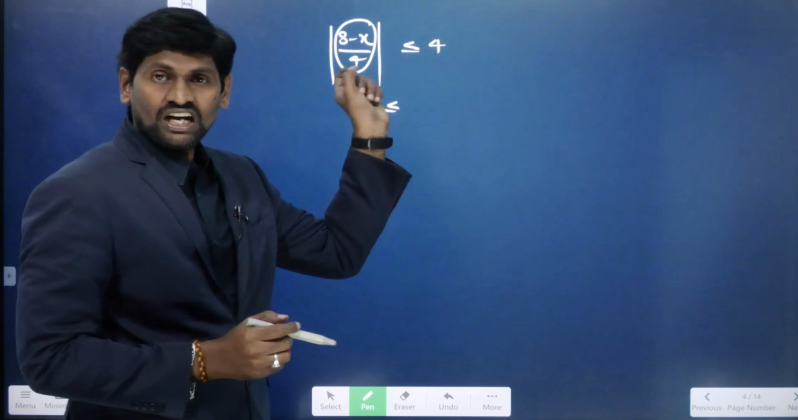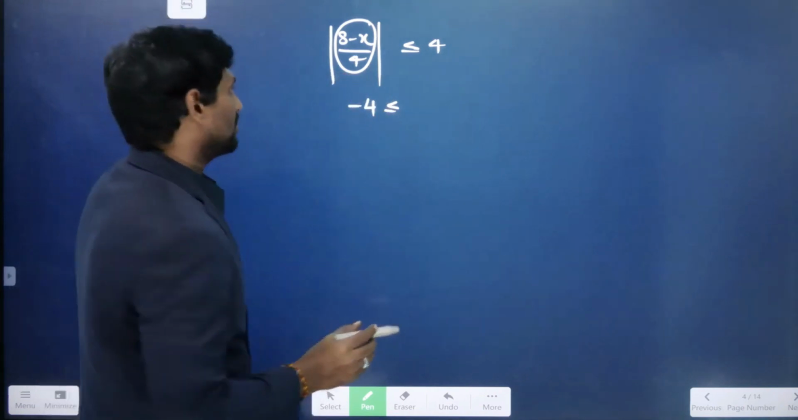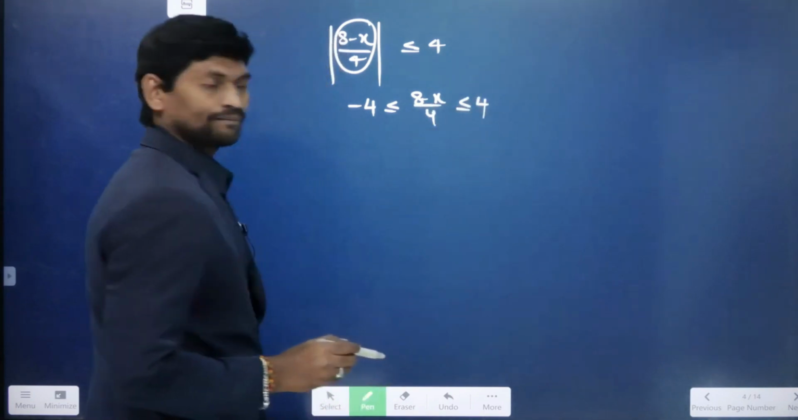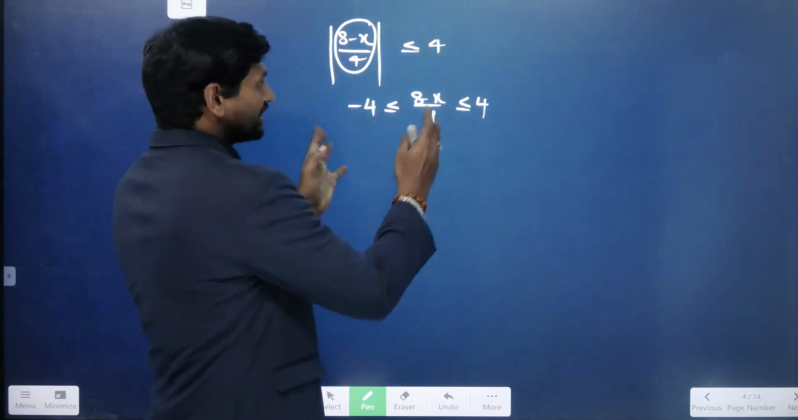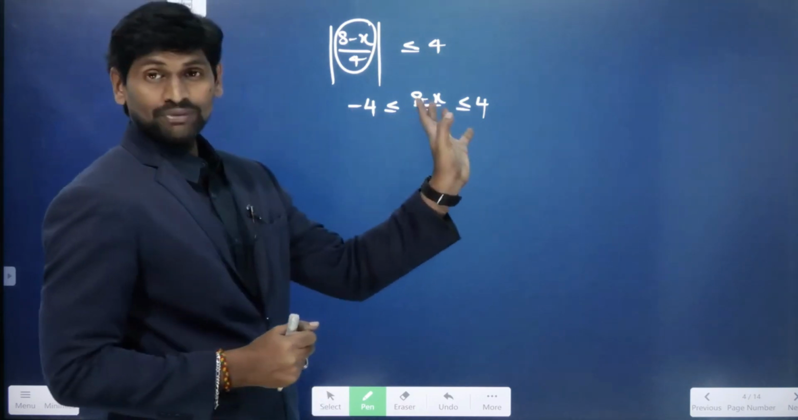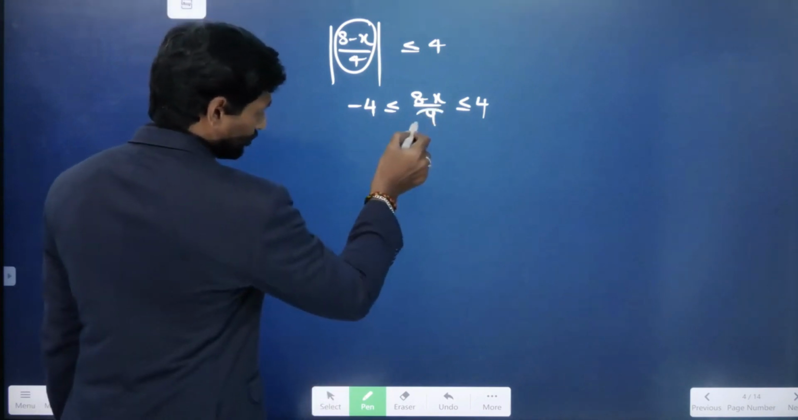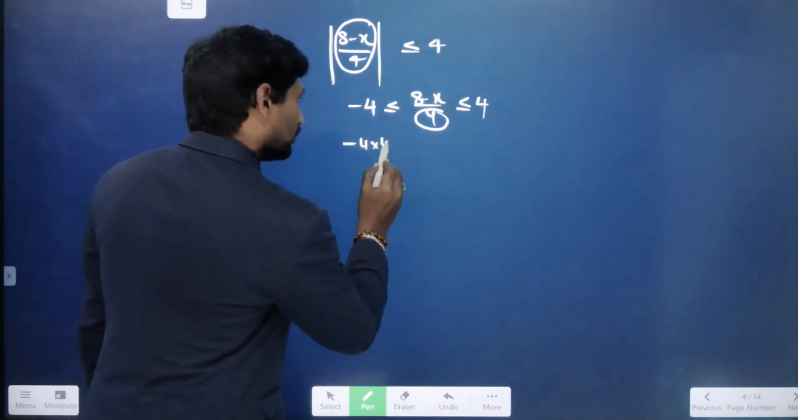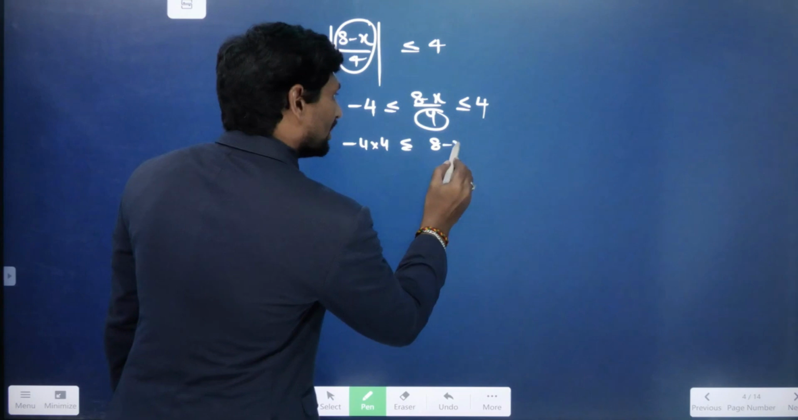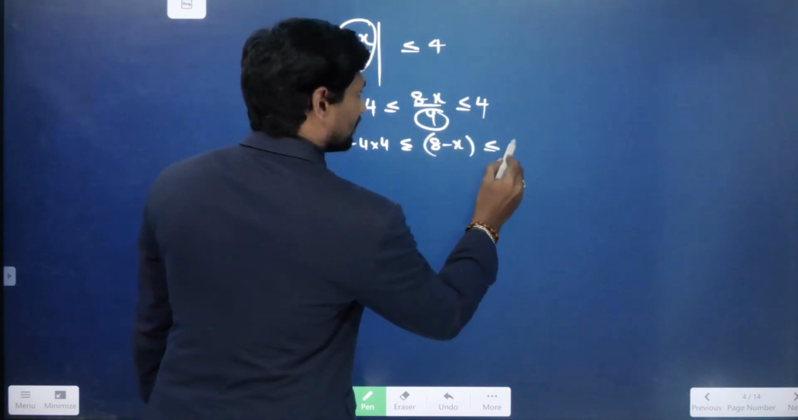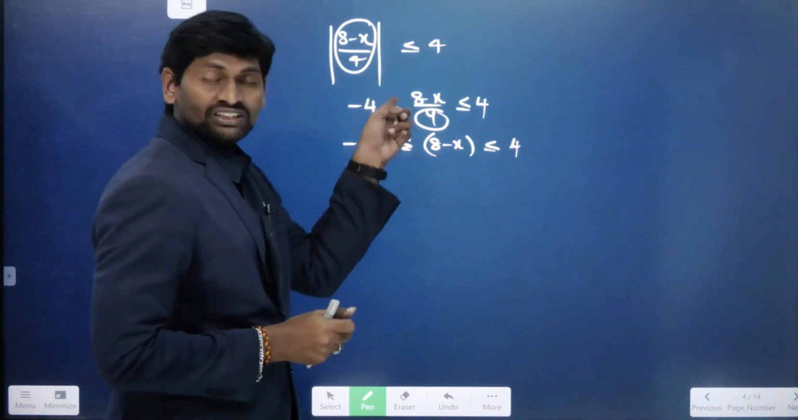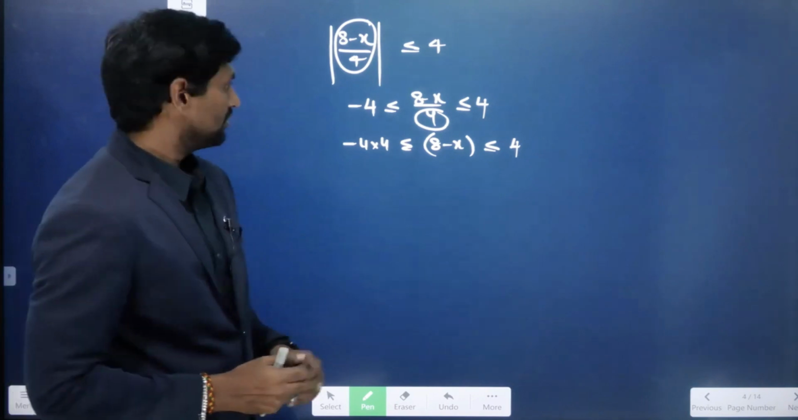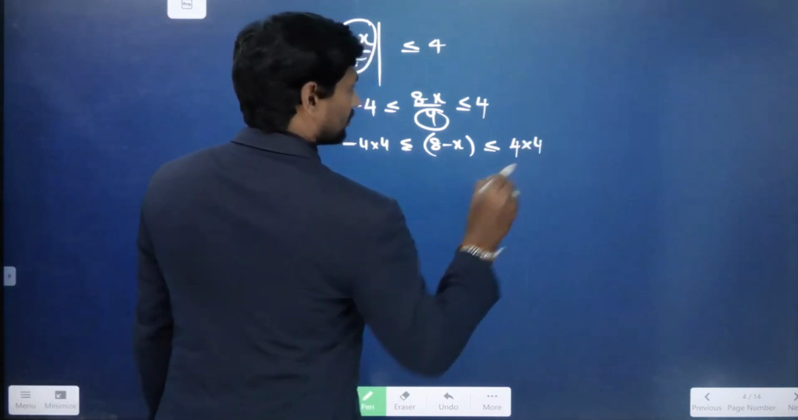It is given already with the equals symbol, so we should carry the same equals here also. So (8 minus x) by 4 is less than or equal to 4. Now I am going to multiply all three terms together with 4, to remove this division by 4. So that is minus 4 into 4 less than or equal to 8 minus x less than or equal to 4 into 4, because if I multiply by 4, numerator 4 and denominator 4 will be cancelled. Here also I need to multiply 4 into 4.